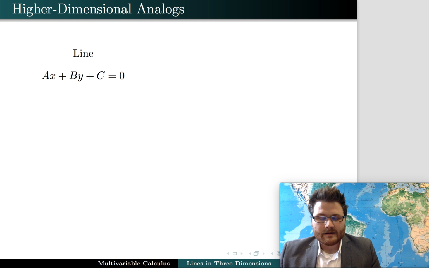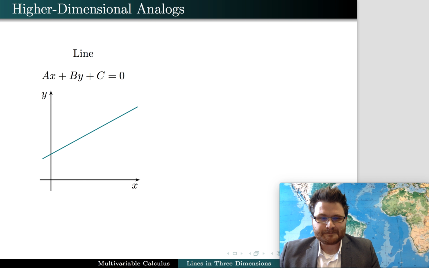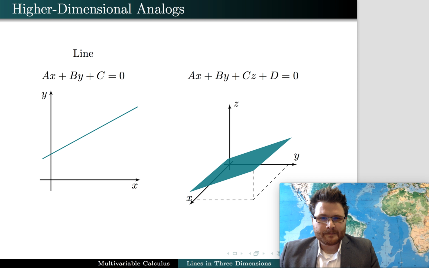If we think about the standard form of the equation for some line, what if we just add a term that deals with z? What if we just break it into 3 dimensions? What is this thing going to be? Well, it doesn't end up being a line. It ends up being a plane.